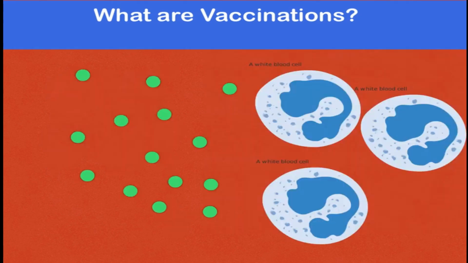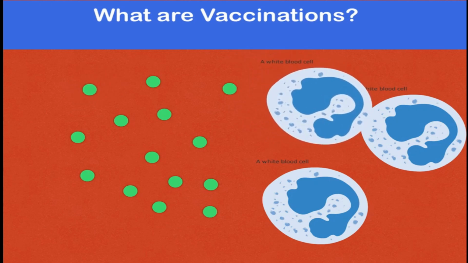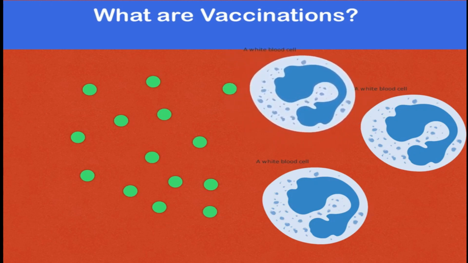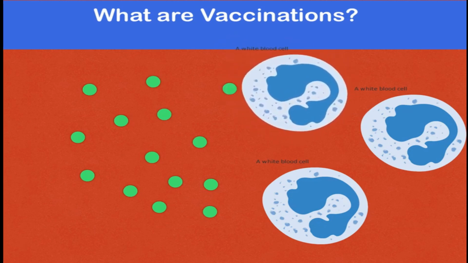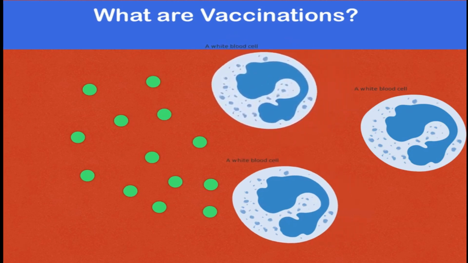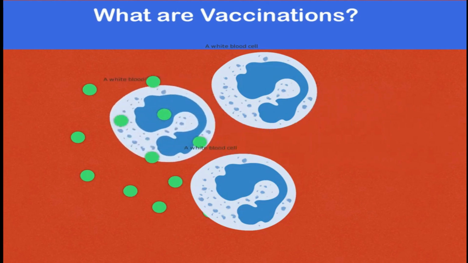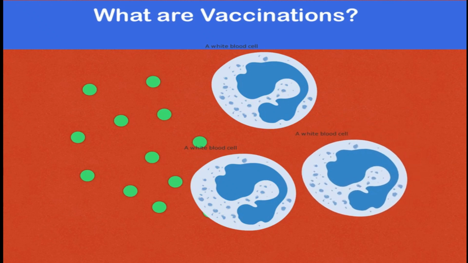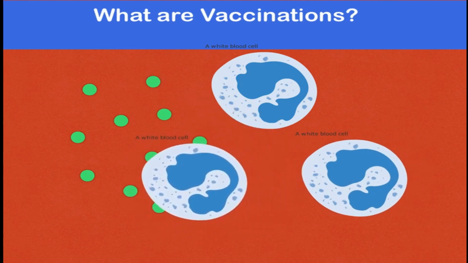So once the dead and inactive parts of the pathogen are in your blood, they're not going to cause you any symptoms or give you the disease, okay? Because they're inactive, but the white blood cells will pick up on them because they are not like your cells. So the white blood cells will move in and ingest and digest these antigens, and then what will happen after a while is the production of antibodies.